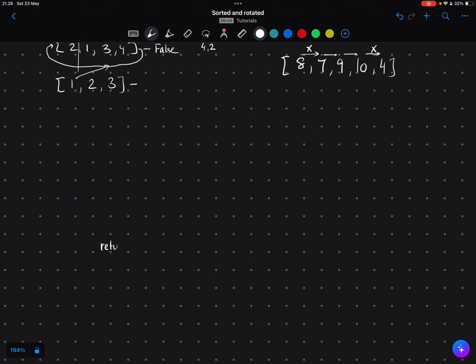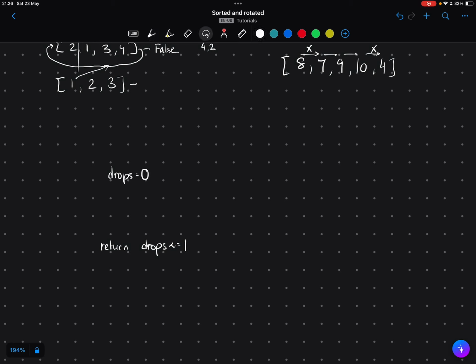So let's determine a single reason as to why this would be true. It would be essentially because the number of drops that we have is less than or equal to 1. It can be 0 because that would mean that it is a completely sorted array, right? 1, 2, 3, 4 has no drops.